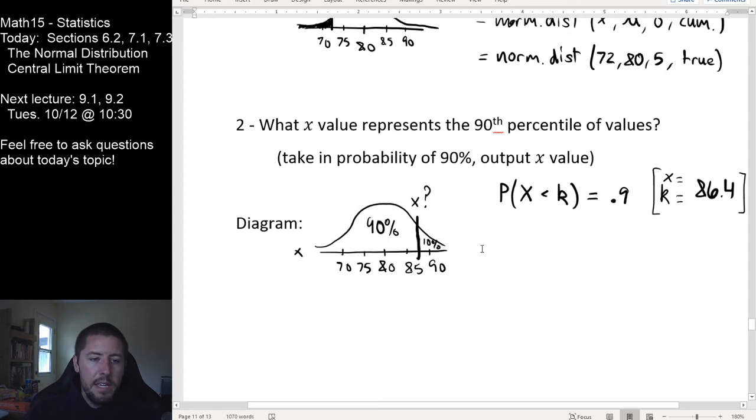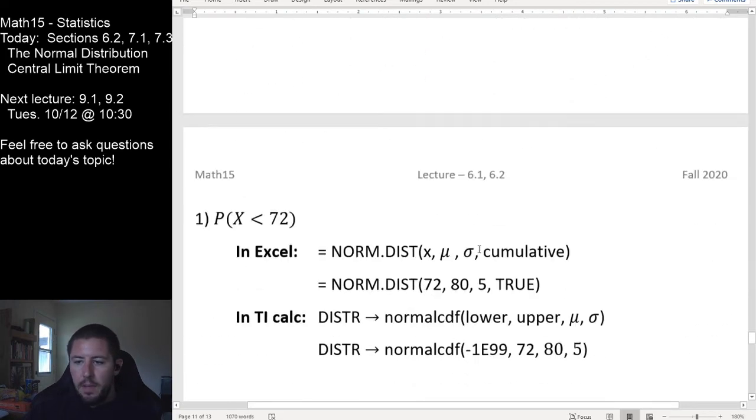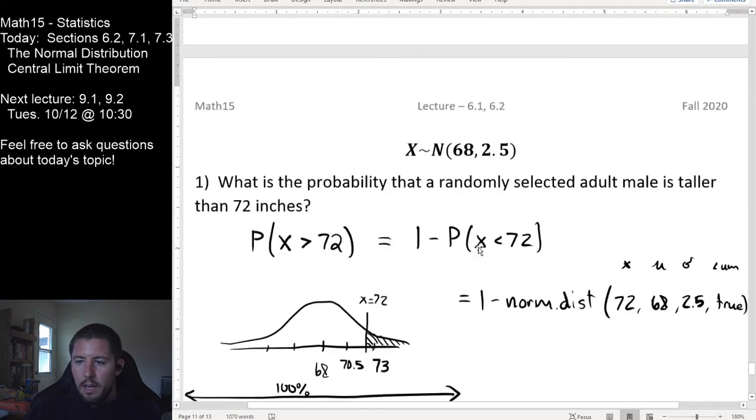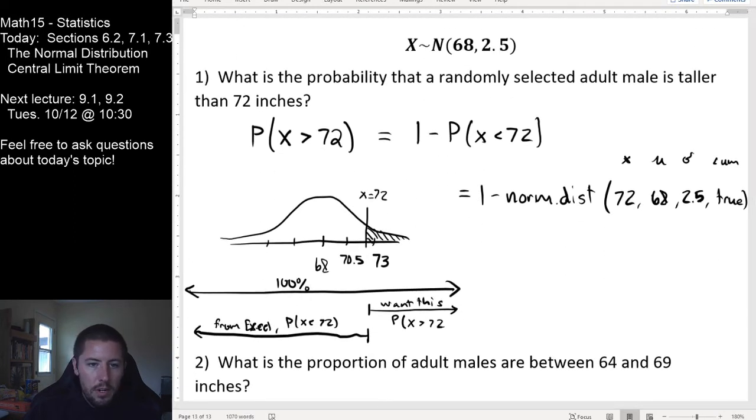And I got this from the intuition from a previous problem right there. Between 1 and 2 standard deviations above normal, about 10% of our probability is above that value. So let's go ahead and do this one over here in Excel. Let's switch over into Excel, and I'm going to type in essentially exactly this right here.